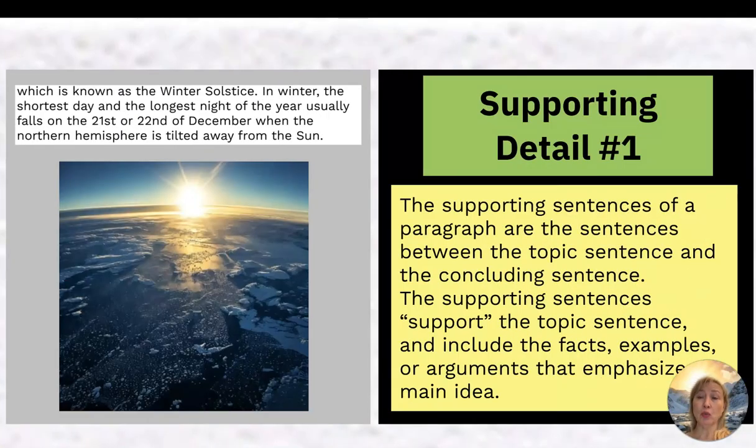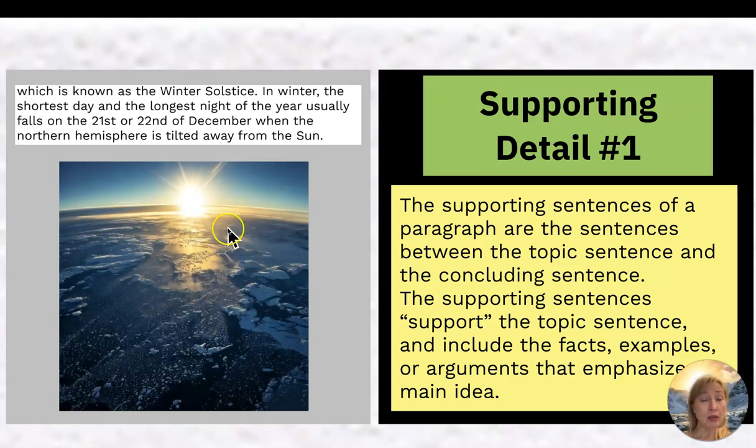Supporting detail number 1. The supporting sentences of a paragraph are the sentences between the topic sentence and the concluding sentence. The supporting sentences support the topic sentence and include the facts, examples, or arguments that emphasize the main idea.